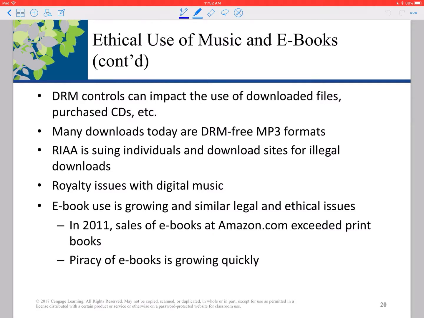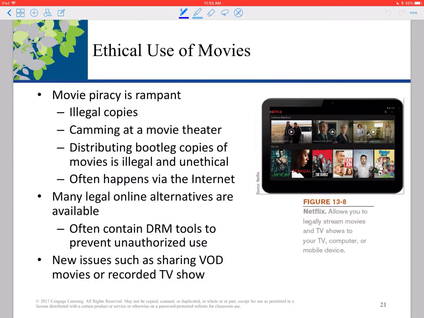Now, we can go on a little bit further. The RIAA is the governing body, the Recording Industry Association of America, and they sue individuals, which I think is somewhat of a drastic way to do this, but that's their way to deter people from stealing music. Amazon has gone to selling books digitally, and people are more interested in buying the book cheaply than pirating the book, but many people are still pirating ebooks. Okay? But I think the biggest one that I believe students today are engaging in is the unethical use of movies.